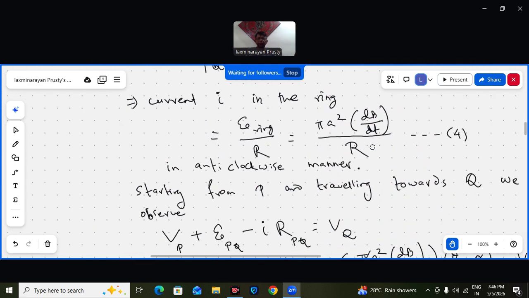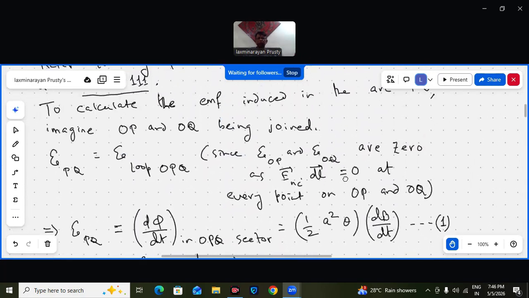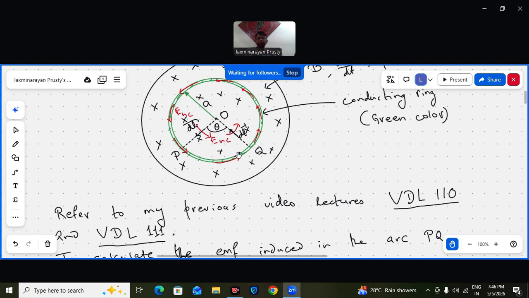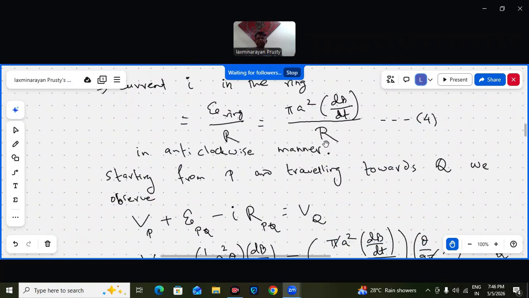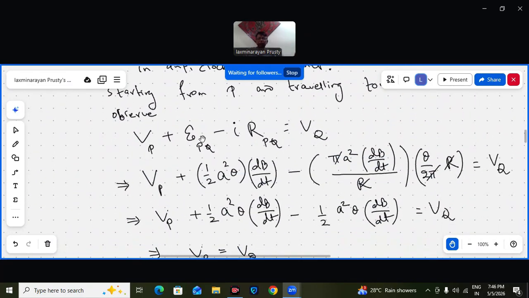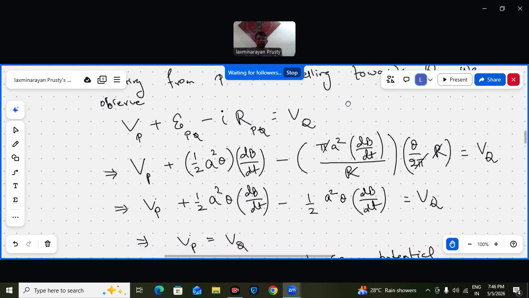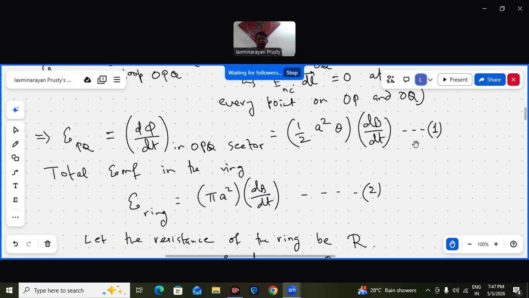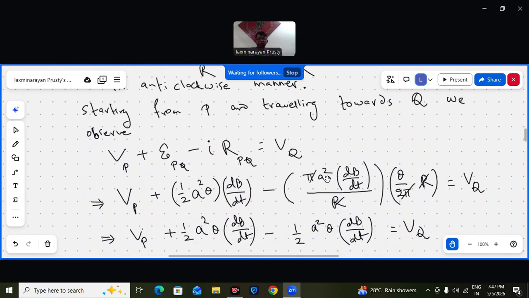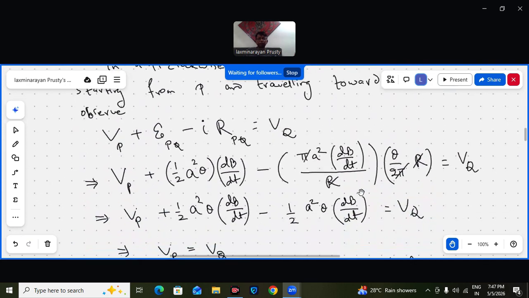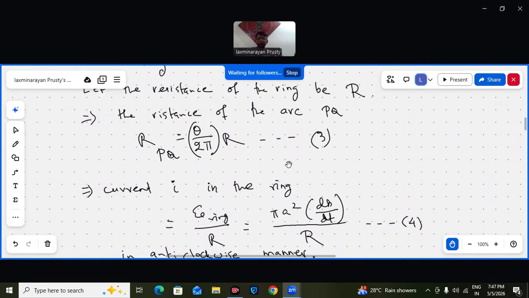That's what I wrote. Now start from P and travel towards Q. So Vp plus EMF from P to Q minus I into R of PQ is equal to Vq. You must go from basic current electricity. Vp plus EMF from P to Q, that is all the battery potential from P to Q, minus I into R_PQ is Vq. Clear? So substitute the values: E_PQ I have already written in equation 1, I from equation 4, and theta R by 2 pi is equation 3.